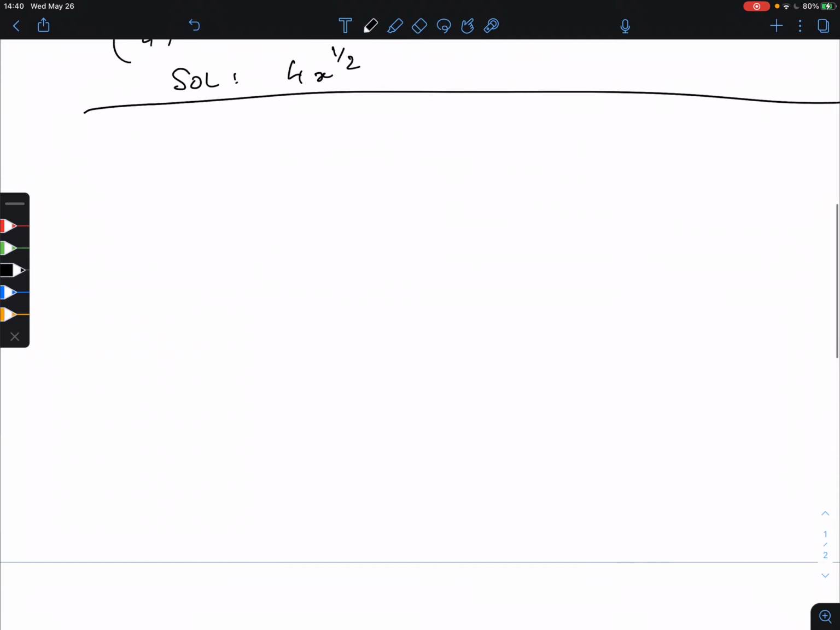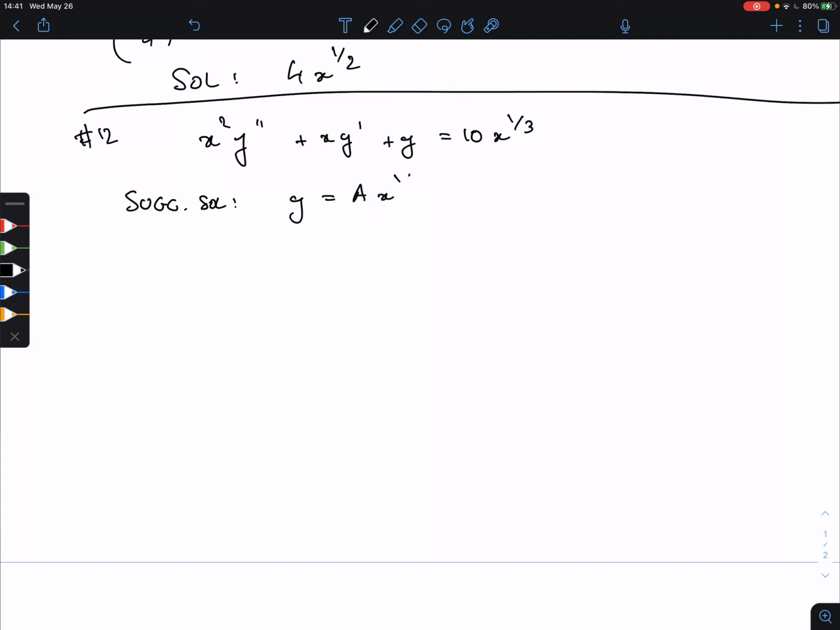Okay, the next one was number 12, and number 12 is x squared y double prime plus x y prime plus y equals 10 x to the power 1/3. Again, let's take the suggested solution. If we're lucky, it's a constant multiple of x to the 1/3. So it's not really variation of parameters here.